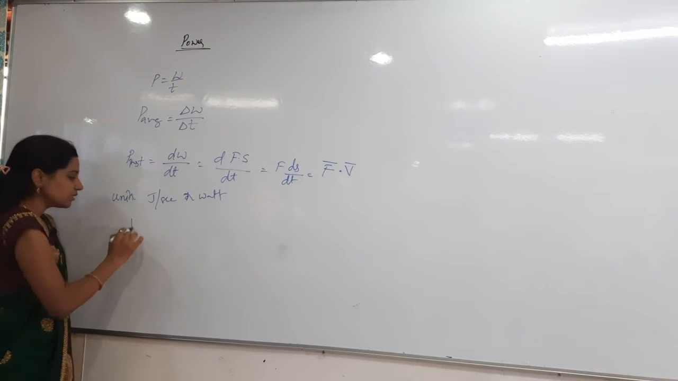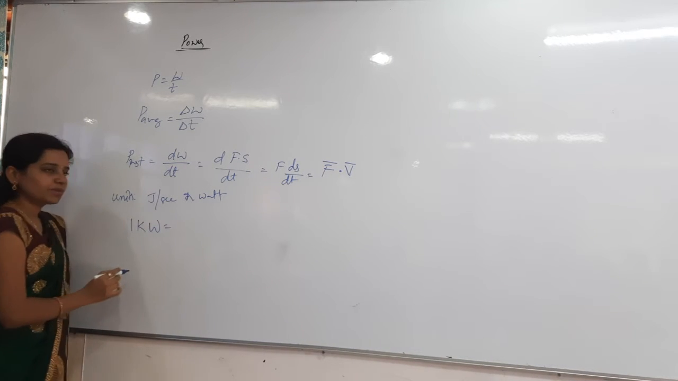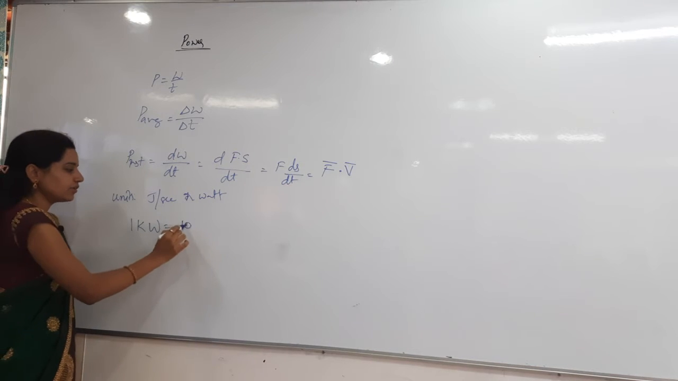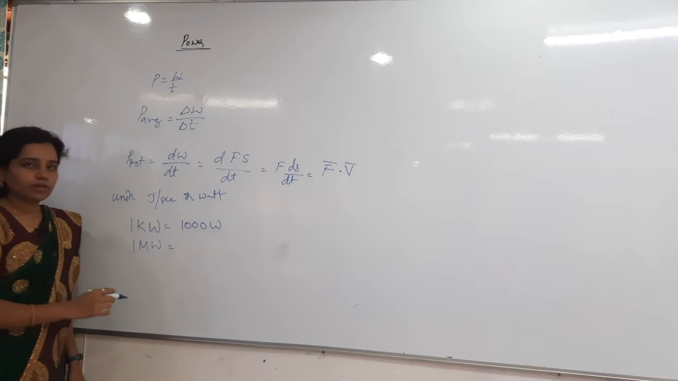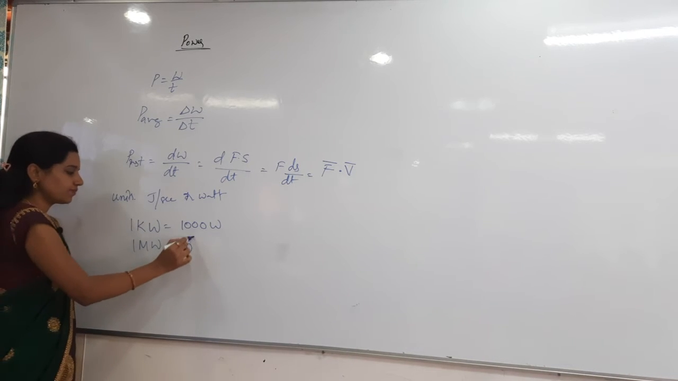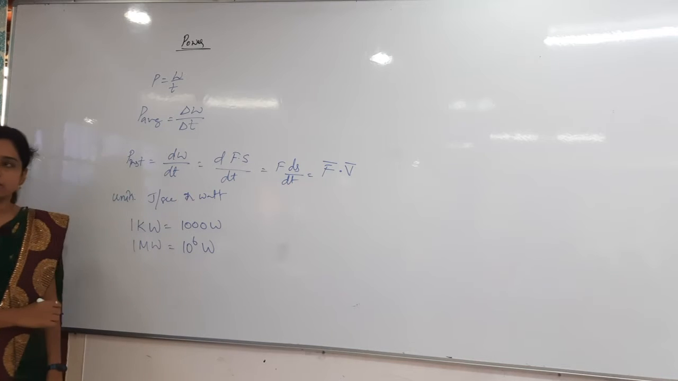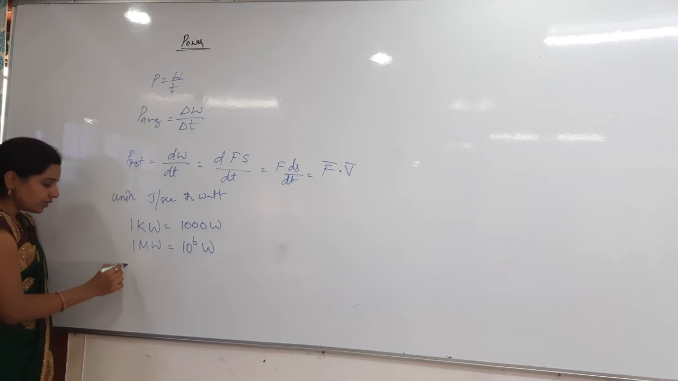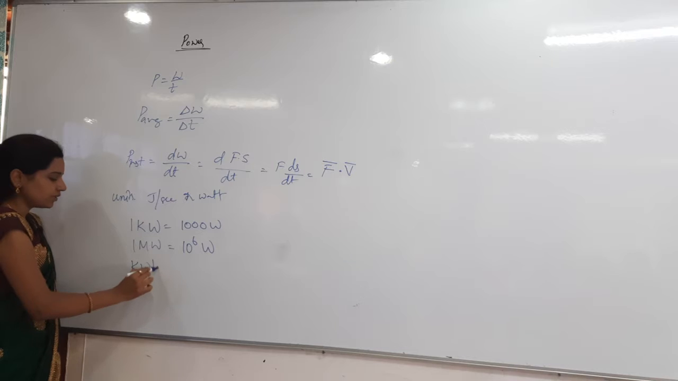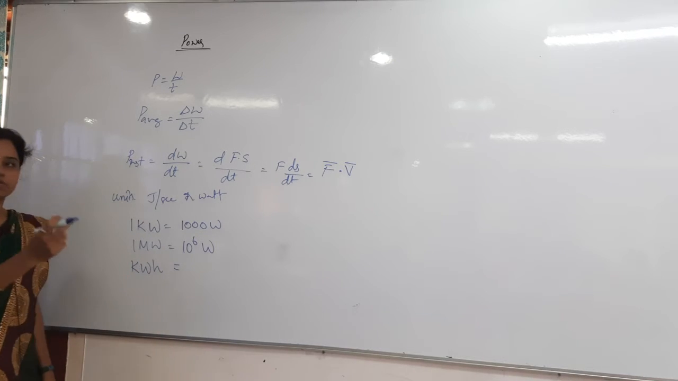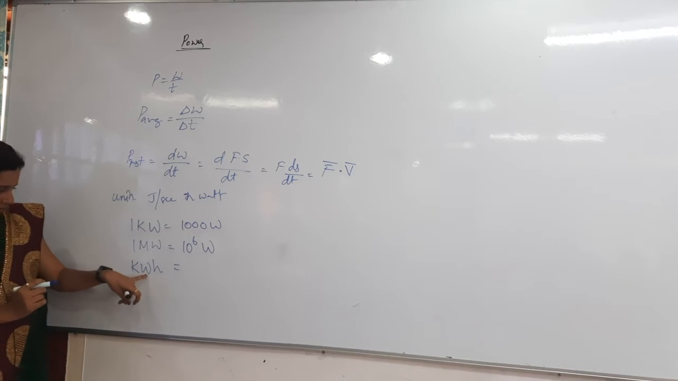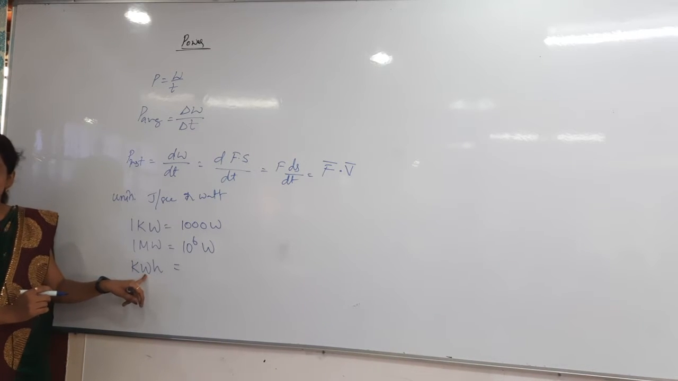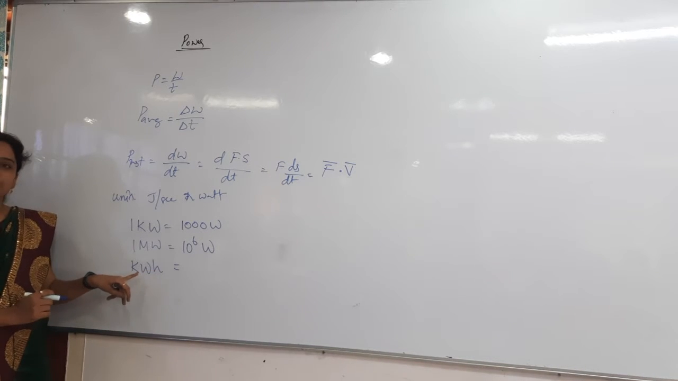So we will say sometimes 1 kilowatt. What is the meaning of 1 kilowatt here? 1000 watts. And also 1 megawatt. Mega is 10 power 6, so 10 power 6 watts. And also we will measure in kilowatt hour. What is the unit of kilowatt hour? See, here W is watt, right? Watt into hour, which is time. So watt hour is power into time.